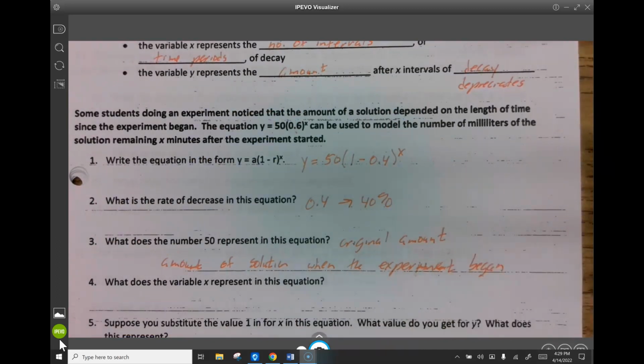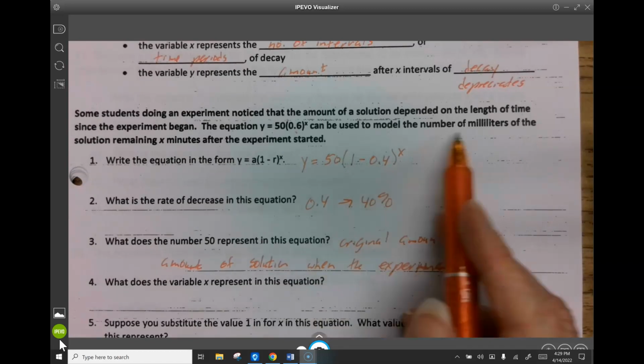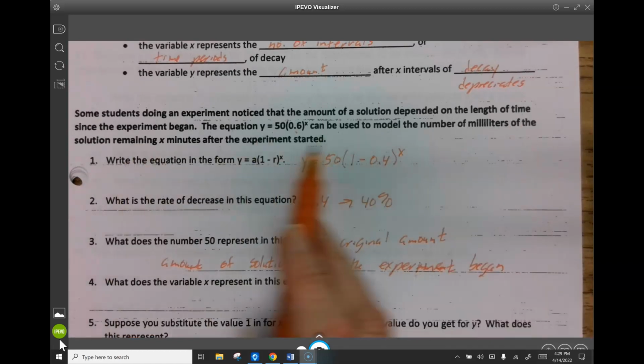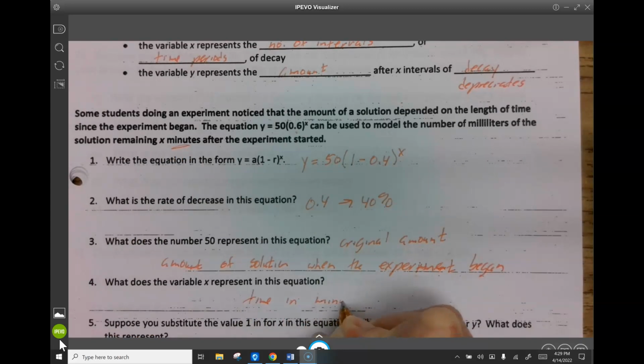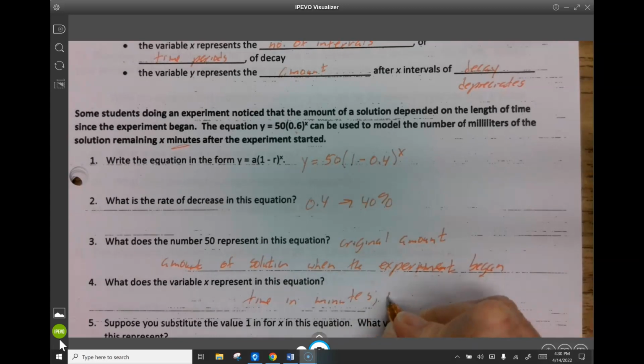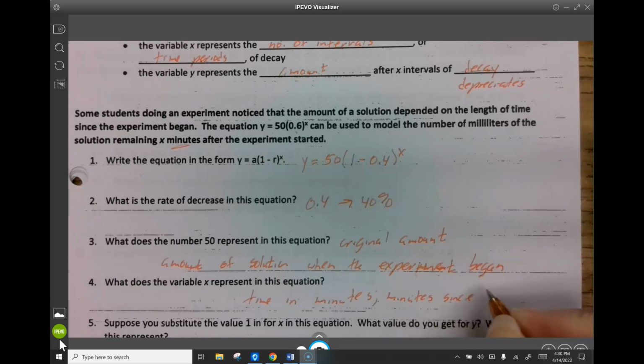Okay, what does X represent? Well, it's time. And what are we talking about as far as time? Milliliters per minute. Okay, so the time in minutes. It's the minutes since the experiment began.